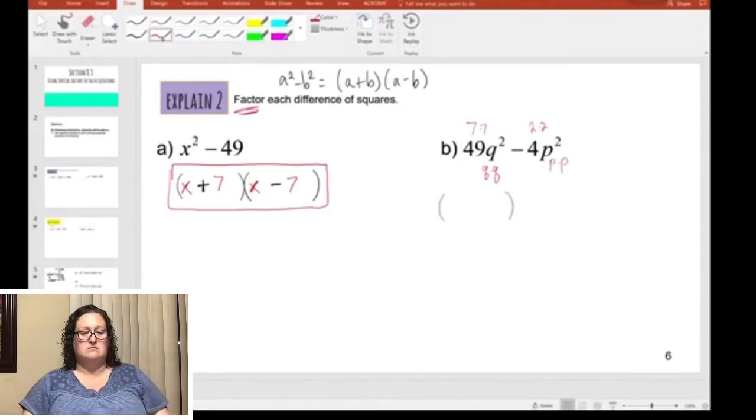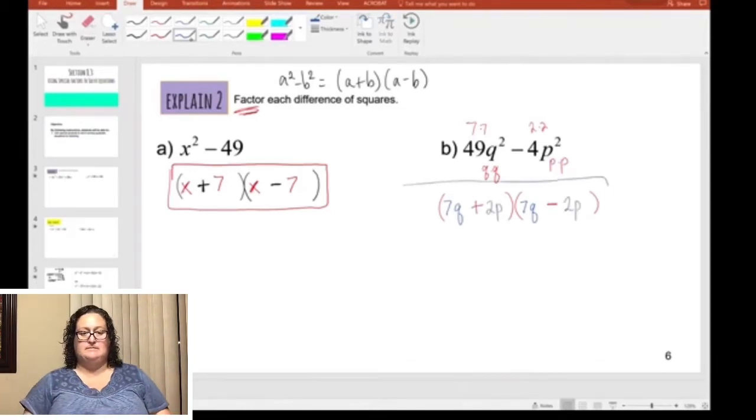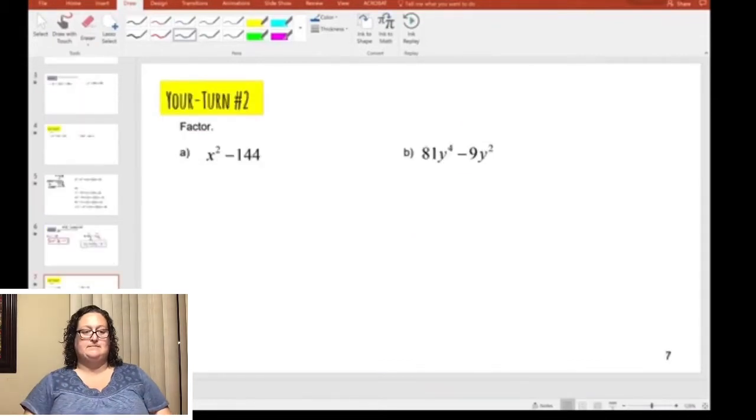Now class, let's write out the factors. Remember, they're going to look identical, but one's positive and the other one's negative. So the factors of 49, and we've discussed this, it's 7 times 7. What makes q squared? Q times q. 7q times 7q is 49q squared. What makes negative 4p squared? It's going to be 2p and negative 2p. So the factors are 7q plus 2p times 7q minus 2p. Let's look at some more.